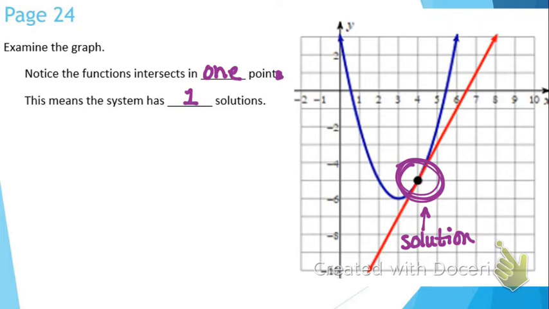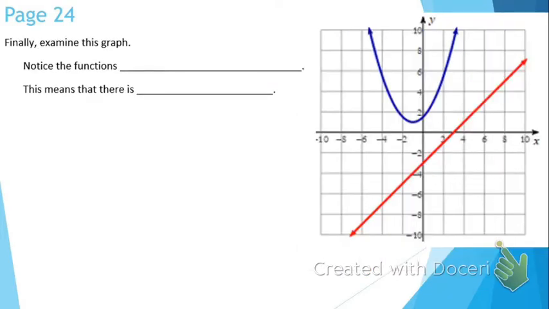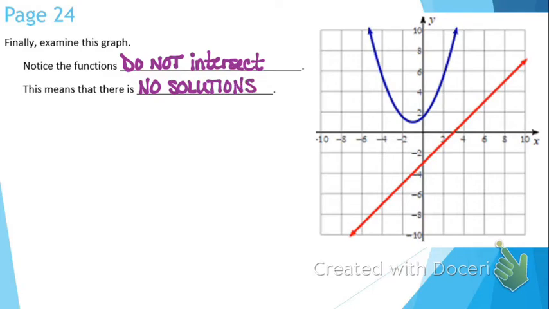Last but not least, graph on the bottom. What stands out to you about the graph on the bottom? Does not intersect. The functions do not intersect. They do not touch. So what does that mean? There's no solutions. No touching means no solutions.